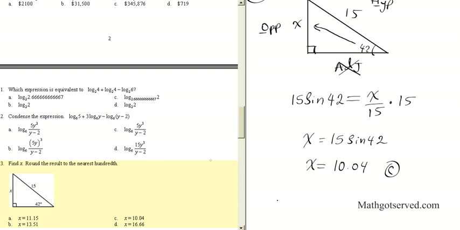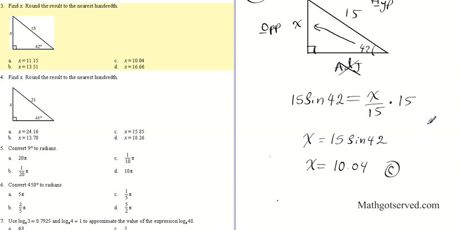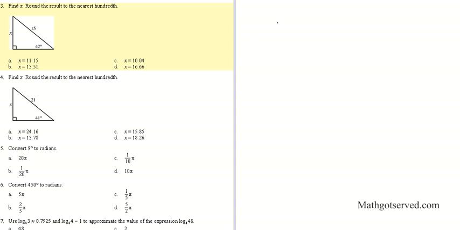Okay? Alright, moving along to question 14. Question 14 is similar to question 13, so I'm going to skip that one. I'm going to jump to question 15. It says convert 9 degrees to radians. So if you're converting from degree to radian, either you multiply by pi over 180 or 180 degrees over pi.